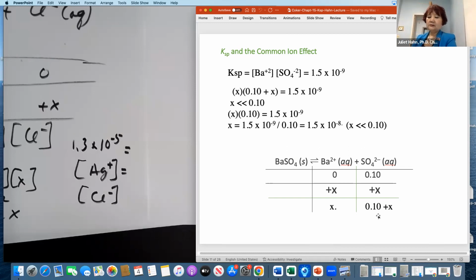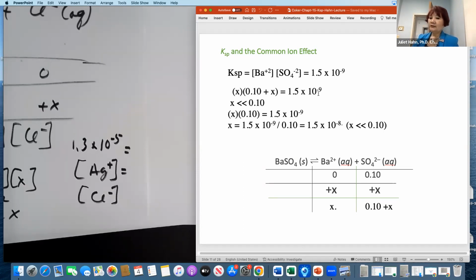In this case, it's a 1-to-1 ratio. So then you're going to say 0.1 is what we started off with, and then I have to add X to get to this value. And then you can plug it into the equation for KSP: X for the barium and 0.1 plus X for the sulfate. And that's equal to the value that you have for KSP.